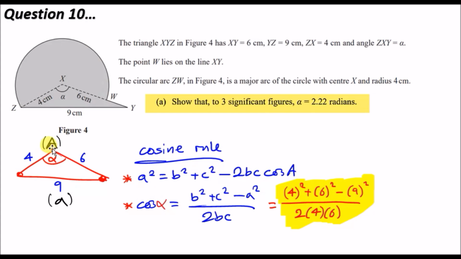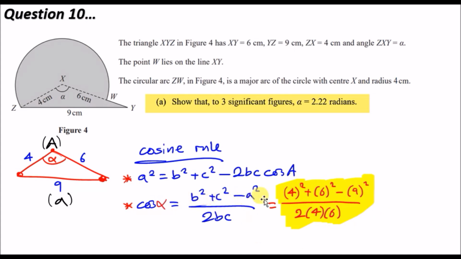So since alpha is A, that means that the length opposite capital A must be little a. So that means the length a would be 9, leaving b and c to be either 4 or 6. So b and c doesn't matter. Always remember that you always have to focus where the angle is. If the angle is A, the length opposite is a, and the b and c doesn't really matter. Anyway, it should look a bit like this.